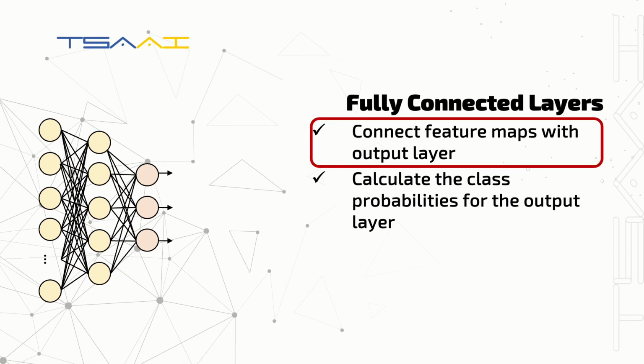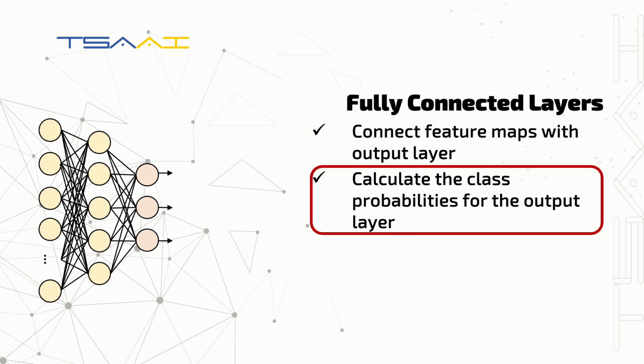Fully connected layers allow the network to learn complex relationships between the extracted features and compute class probabilities. These layers connect the flattened feature map from the previous layers to the output layer. As we learned in our previous units, the neurons in these layers compute weighted sums of input values and apply an activation function to produce the final output.